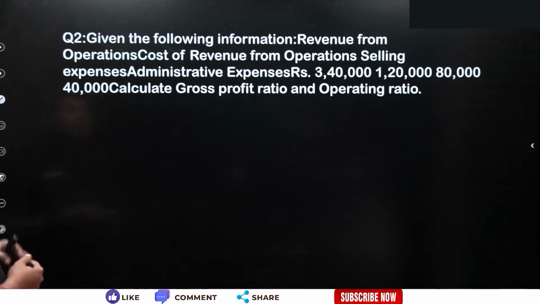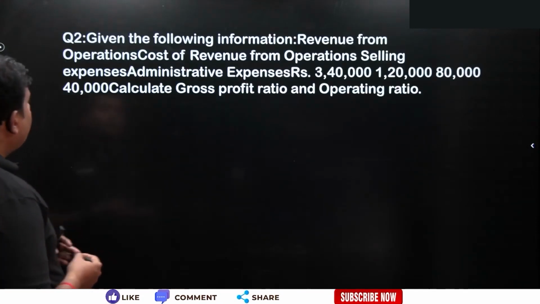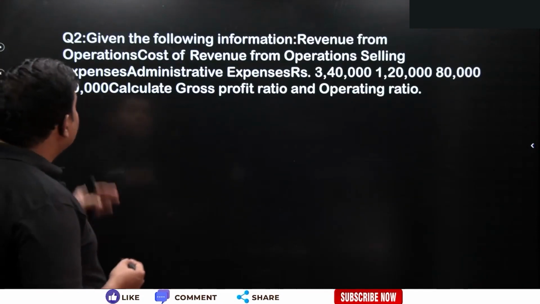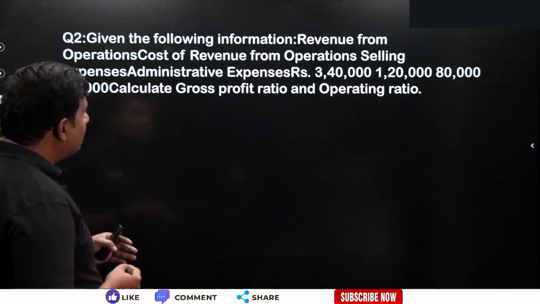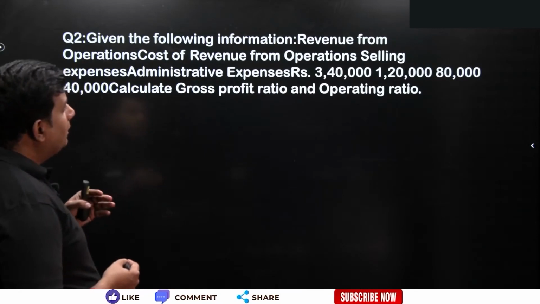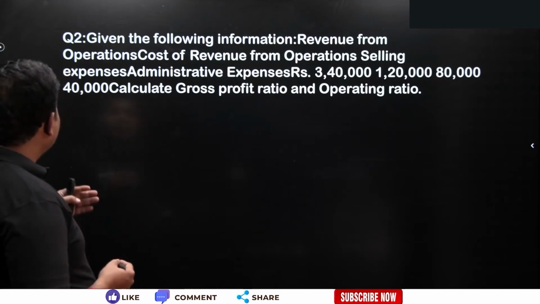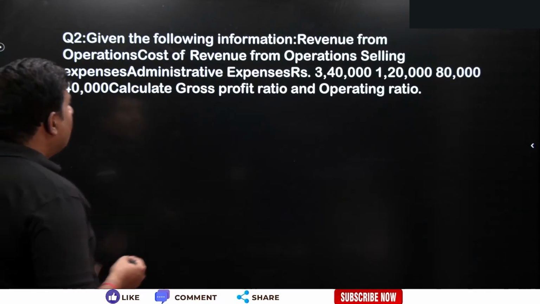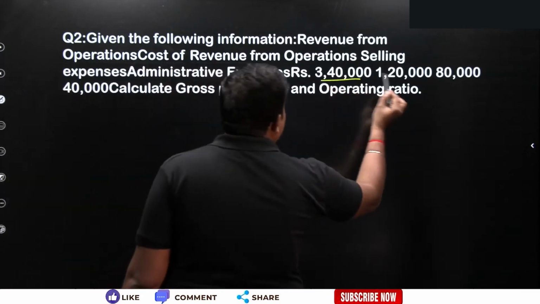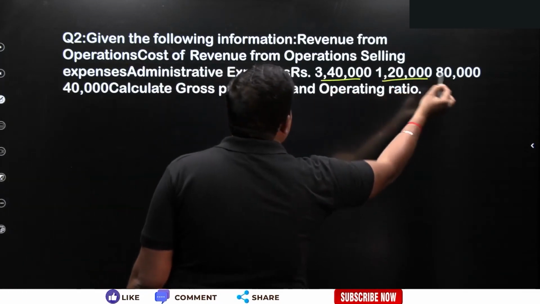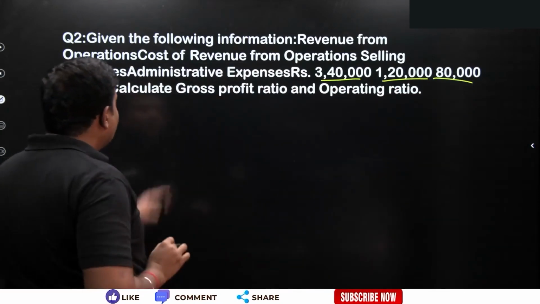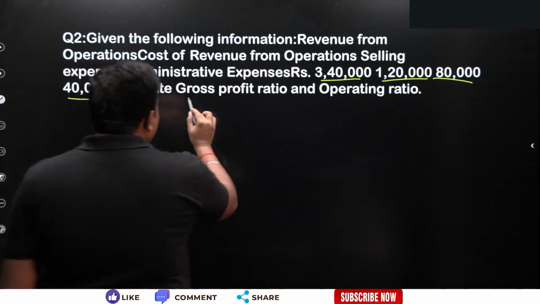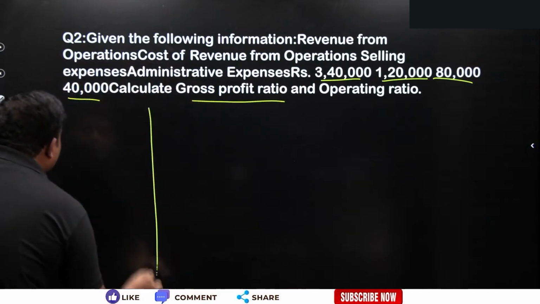Next one is, given the following information, revenue from operation, cost of revenue from operation, selling expenses, administrative expenses are 3,40,000, 1,20,000, 80,000, 40,000 respectively. So this is your revenue from operation, this is your cost of revenue from operation, this is your selling and distribution expenses, and this is your administrative expenses. Now what do you need to calculate? The gross profit. Again, the working notes are quite similar.